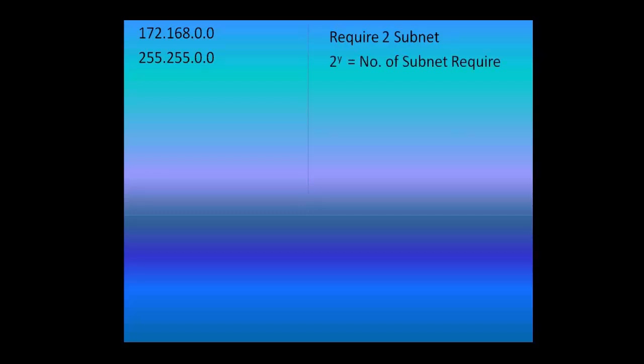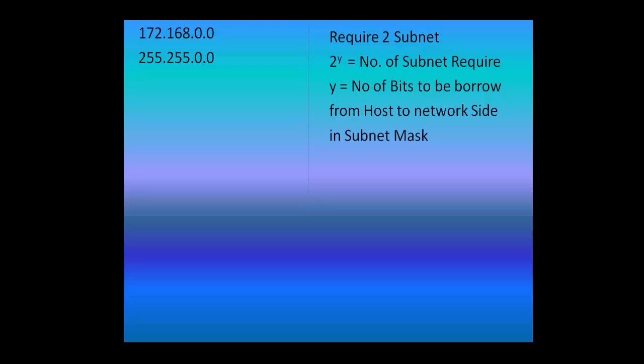Process is same, formula is same, everything is same. Number of subnets is 2, so 2 raised to power y, where y is the number of bits to be borrowed from host to network side in a subnet mask. So we need to borrow 1 bit.